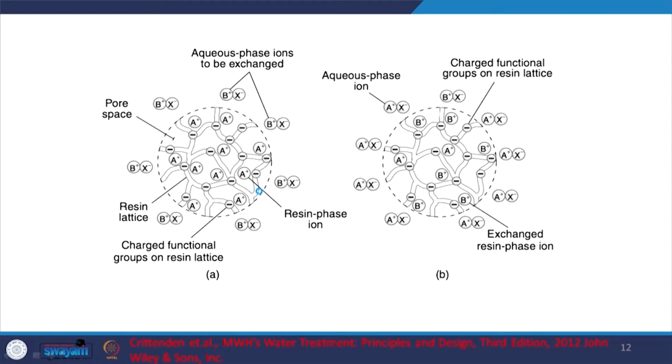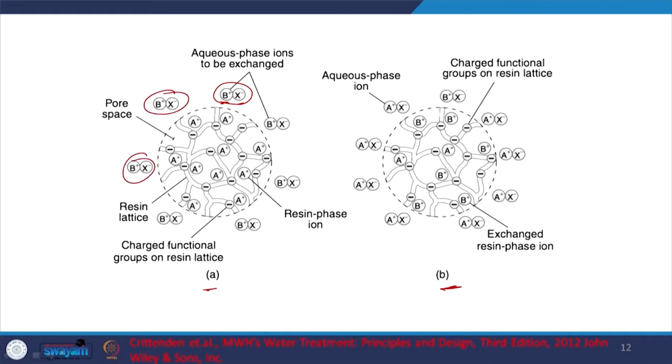So, what does it typically look like? Let us see what we have here. This is the initial case and this is the case at equilibrium. What do I have? I have B+ and X- compounds, right. In water you have to have charge neutrality, that is why you will always have the cation and the relevant anion. So, you have aqueous phase ions which we want to remove. I want to remove B+, fine.